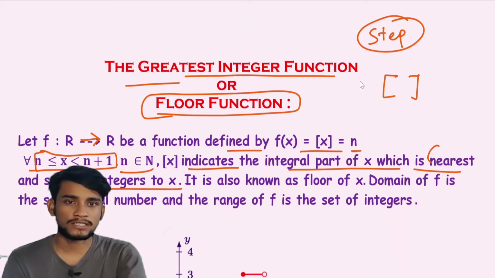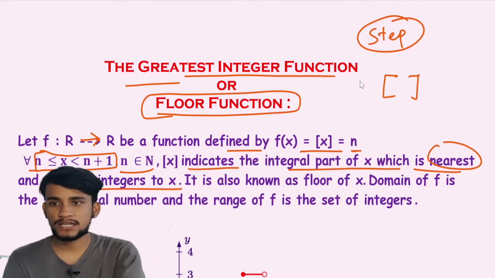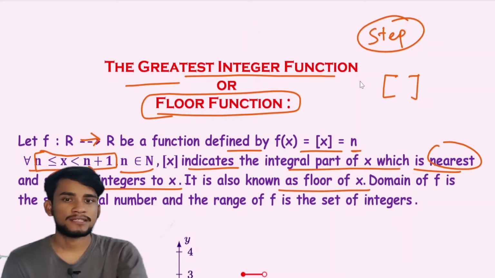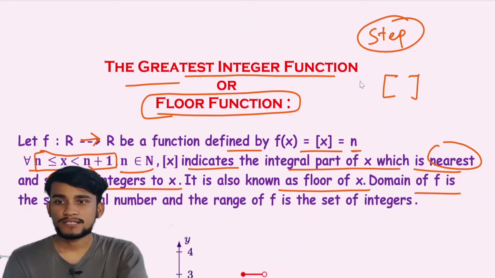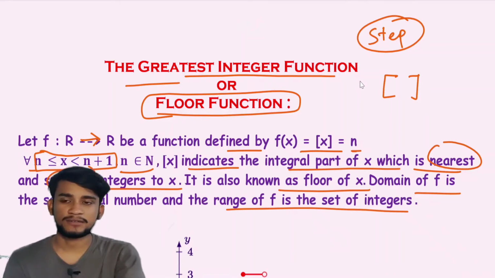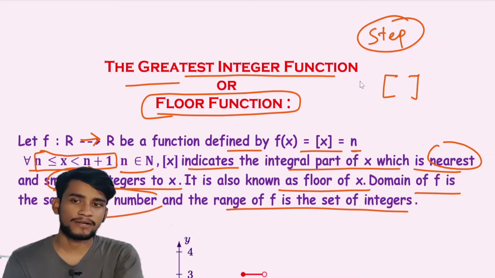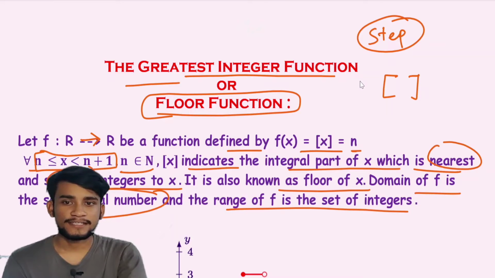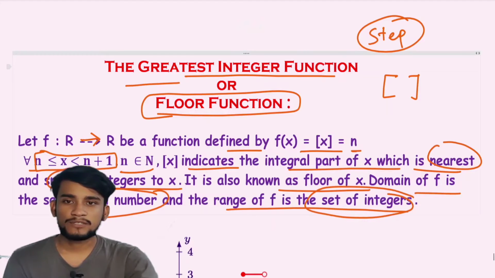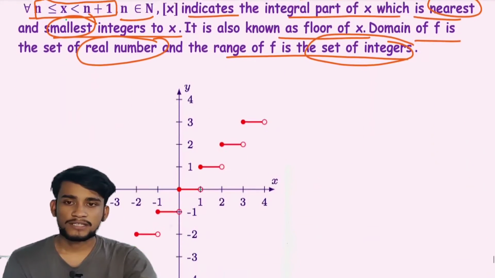These two words are very important: one is nearest and another one is smallest. It is also known as the floor of x. The domain of f is the set of real numbers and the range of f is the set of integers. That means the domain is the real numbers and the range is the set of integers. Now we see the graph of this function to understand it properly.